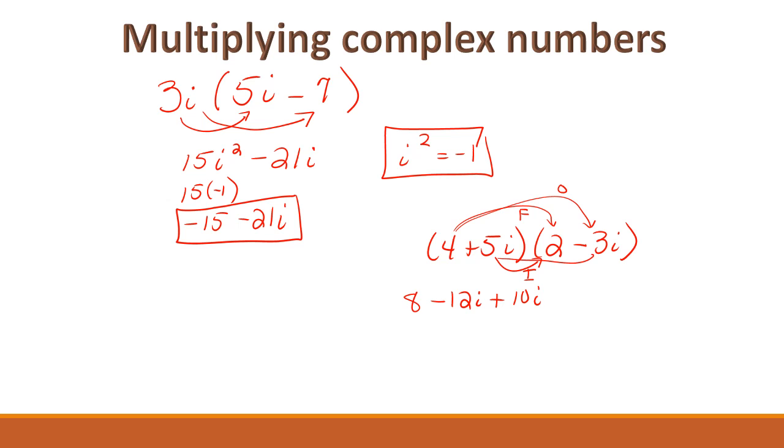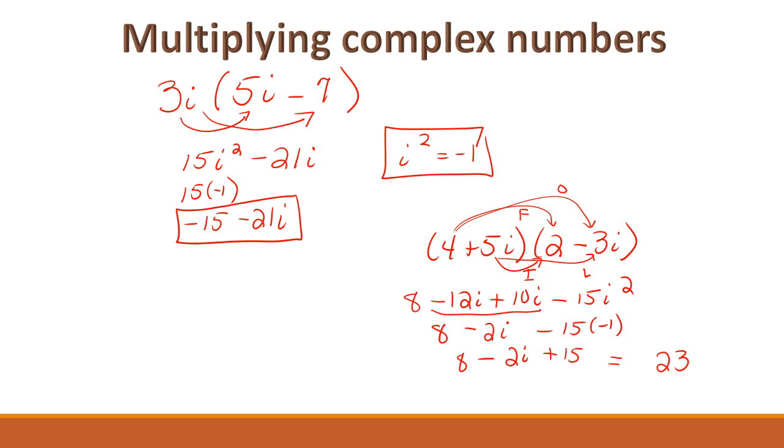Then 5i times negative 3i would be the last terms to get, which would be negative 15i squared. Combine the middle terms and you will get negative 2i. Replace i squared with negative 1, and that negative 15 times negative 1 is a positive 15. Now I can combine the positive 8 and the positive 15. I now have positive 23 minus 2i. Final answer.